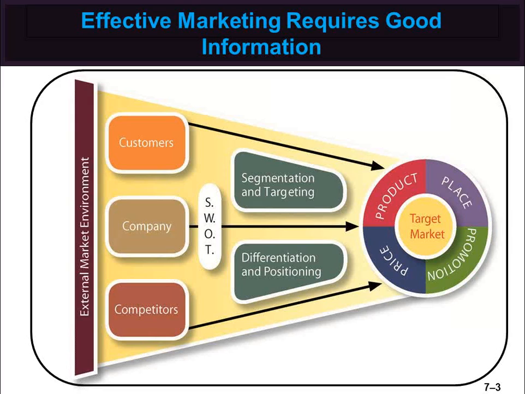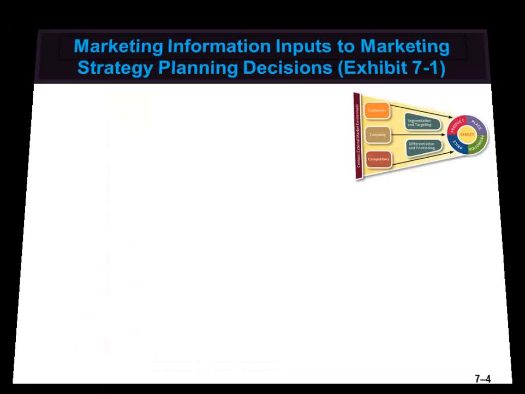A marketing manager may want to test whether the use of advertising on television and magazines or on the internet would be most effective in building awareness with a particular target market. Or the marketing manager may want to know how well a particular product is selling through each of the company's primary channels of distribution. So the marketing manager may be interested in gathering information about any of the elements in our marketing strategy planning model.